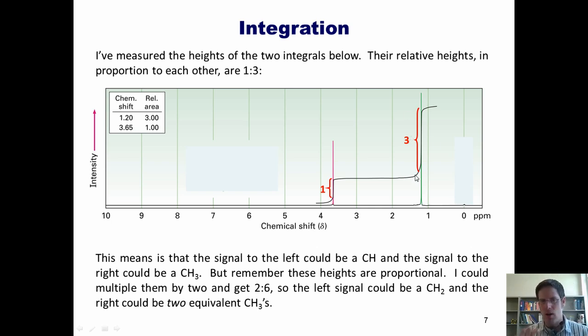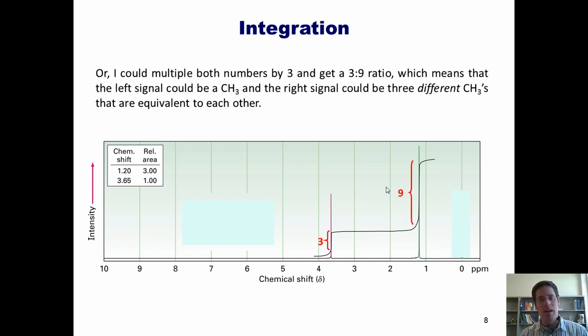But remember that these heights are proportional. In other words, I could multiply them both by 2 and get a 2 to 6 ratio. That would probably correspond to a CH2 and 2 CH3s. Or I could multiply them all by 3 and get a 3 to 9 ratio. In that scenario, this would probably represent a CH3, and the one on the right would represent 3 separate but equivalent CH3s. Got it? Now, this process of measuring the heights of the sigmoidal curves that are used to deduce structure is called integration. The sigmoidal curves themselves are also called integrals, not to be confused with integrals from your calculus classes. So are you ready to see a compound that produces this HNMR?